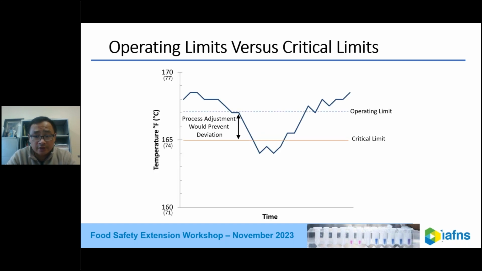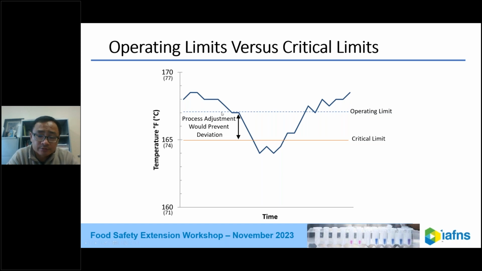So here you can see what happened. This is a really good picture. The x-axis is the time, the y-axis is the temperature. You have this red line for the critical limit. You have this dotted line for the operational limit. So what you're going to see is, if your temperature is above the operational limit, of course, you don't need to do anything. You don't have to worry about that.